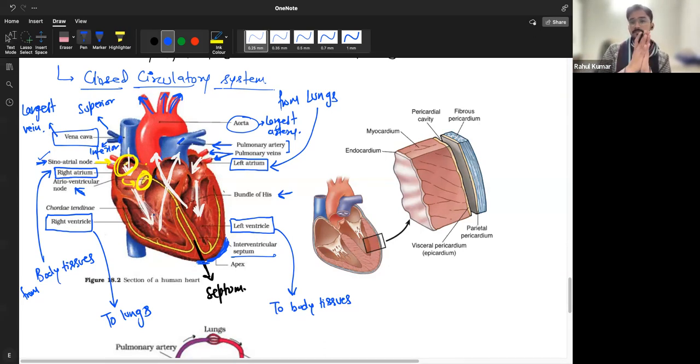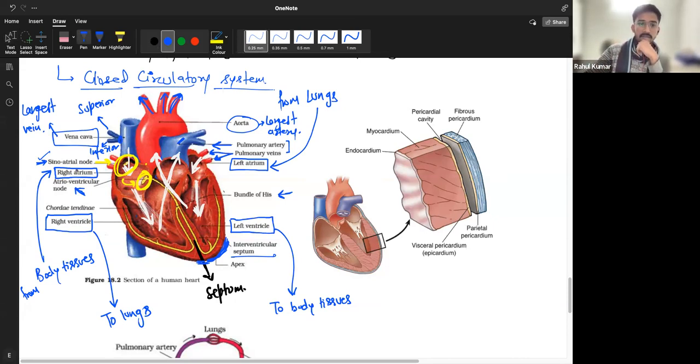So this septum keeps the oxygenated blood away from the deoxygenated blood. Now, when blood goes from atrium to ventricle, I told you that first the atrium opens, blood enters, the atrium contracts, and all the blood goes down to the ventricle. This is happening simultaneously for both atria. When all the blood goes into the ventricle, the next thing that has to happen is the ventricles contract. So when atria contract, valves open.